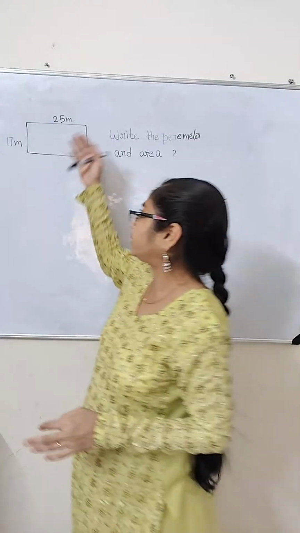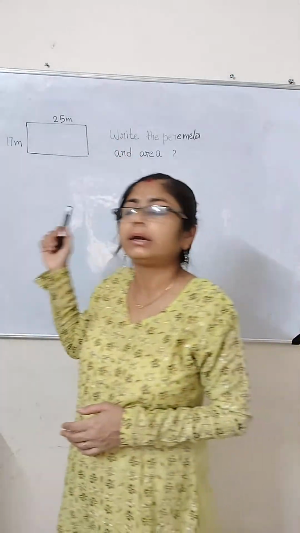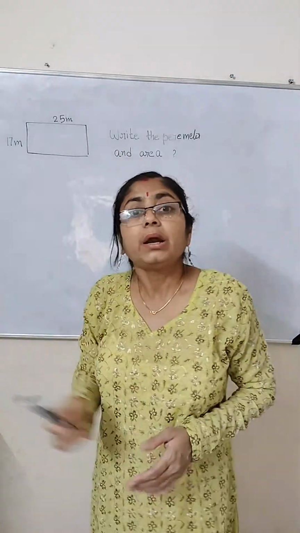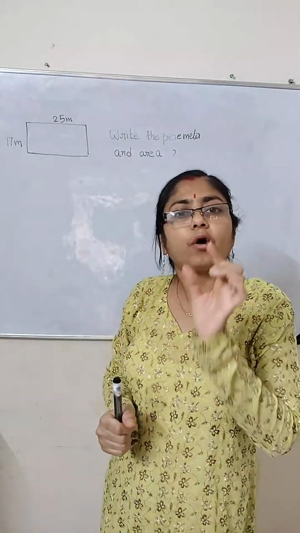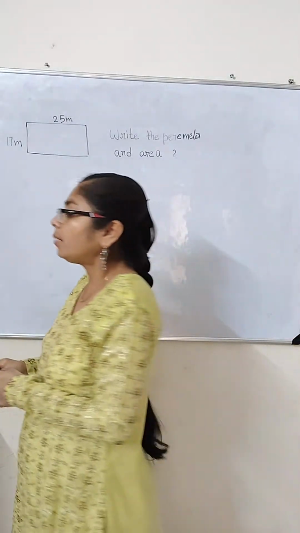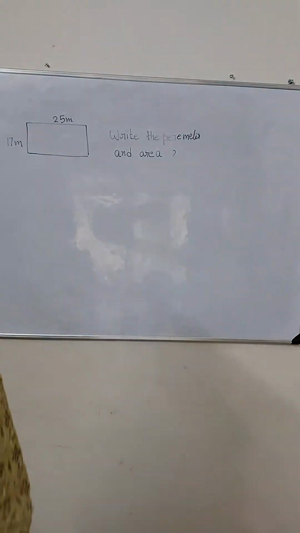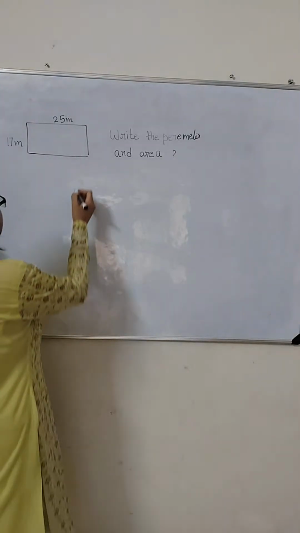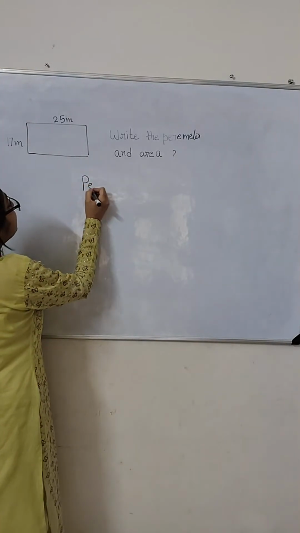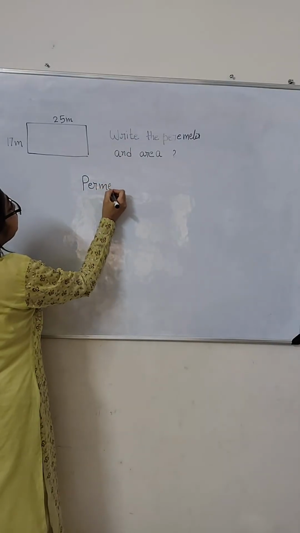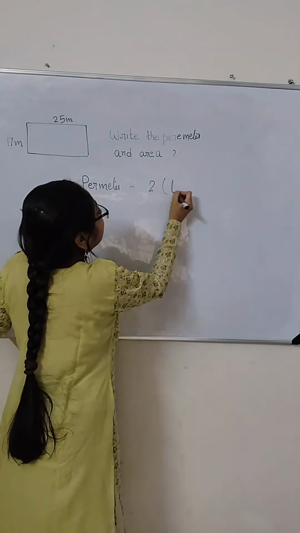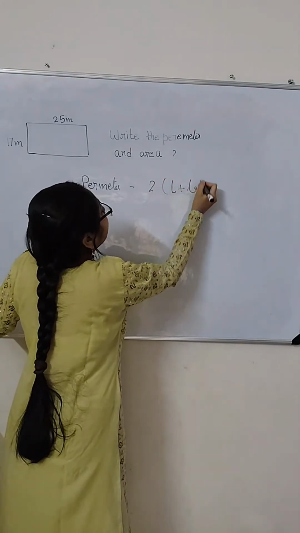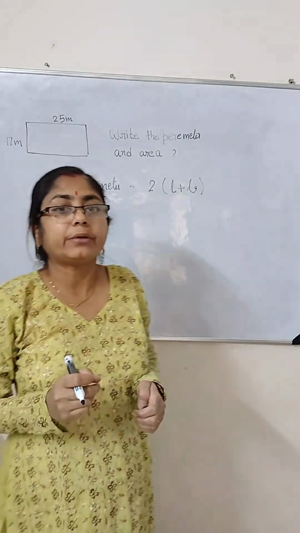So in that rectangular field, it is a rectangle and you know its length and breadth. Now you find out the perimeter and area. First write the formula of perimeter. Please try to write yourself, then check from the board. What is the perimeter? Perimeter means 2 into (L plus B). L for length and B for breadth.